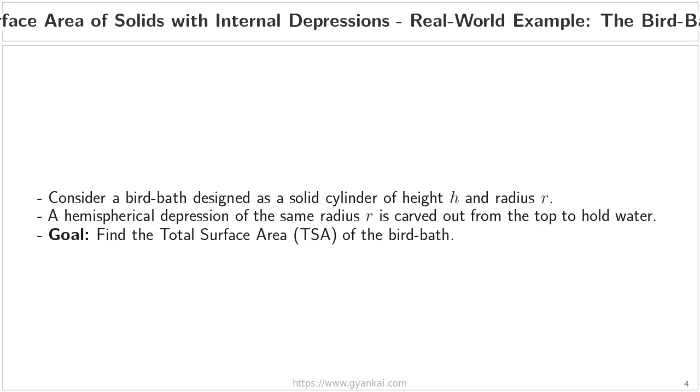Imagine a bird bath designed as a solid cylinder with a height of h and a radius of r. To make it functional, a hemispherical depression, also with the same radius r, has been carved out from the top to hold water. Our goal here is to find the total surface area, or TSA, of this entire bird bath.